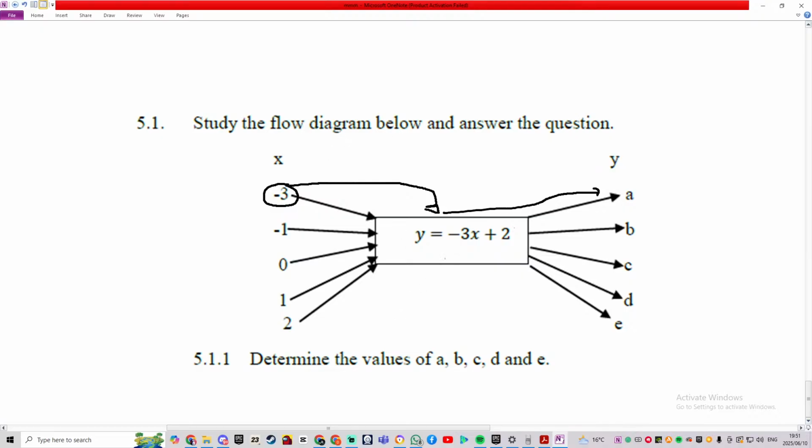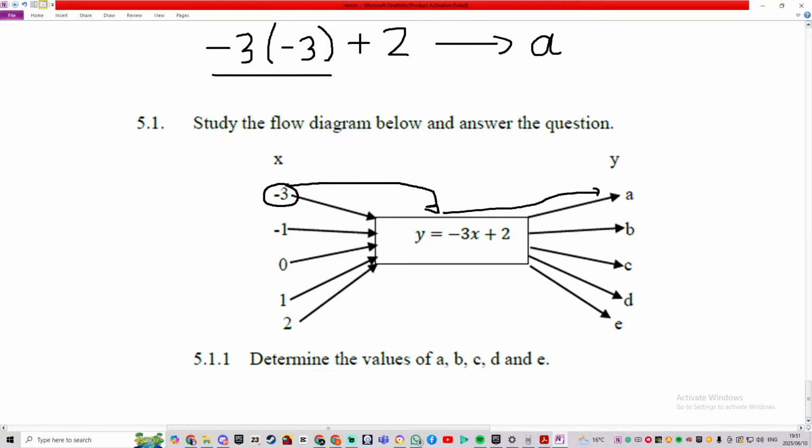So what actually happens here? This is the input. It goes in. So the rule is minus 3x plus 2. So that minus 3 goes by the x and plus 2. And you're going to get an output, which is a. So this we know. That's going to be 9 plus 2, which is equal to 11. So a is equal to 11. Do we see that?